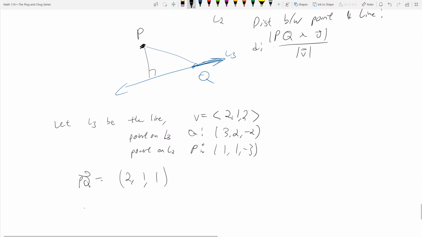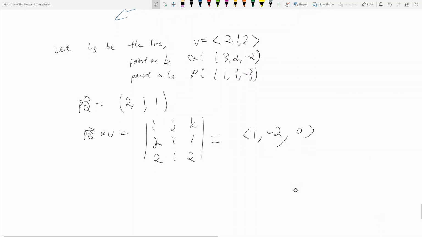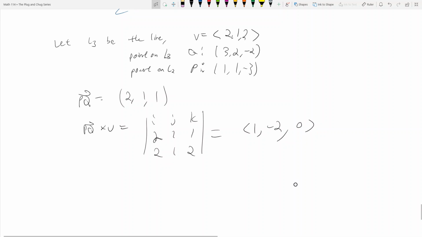V, right, and then PQ cross V is going to be, with i, j, k, (2, 1, 1), and V is (2, 1, 2). Interesting. All right, and so that's going to be (1, -2, 0). Okay, and so that's going to be the PQ cross V, and so the magnitude of PQ cross V is going to be the square root of 1 plus 4, which is root 5.